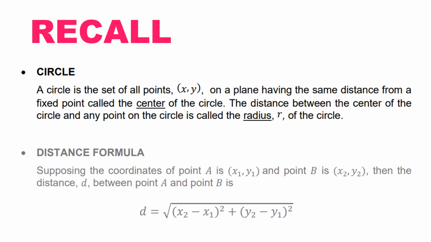Now we also discussed the distance formula. The distance formula is used to find the length of a segment connected by 2 points, say for example point A and point B. Supposing the coordinates of point A are x sub 1 and y sub 1, and point B is x sub 2 and y sub 2, then the distance d between point A and point B is d equals the square root of (x sub 2 minus x sub 1) squared plus (y sub 2 minus y sub 1) squared.